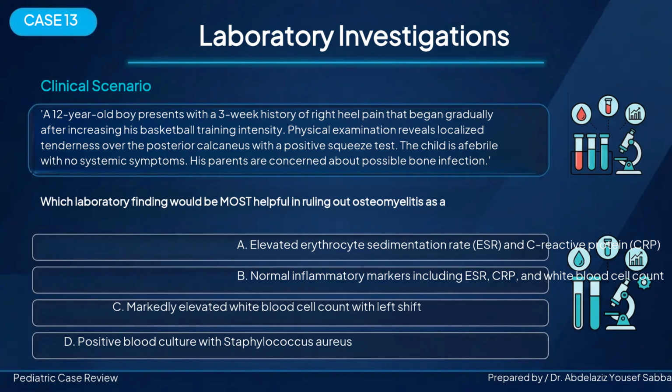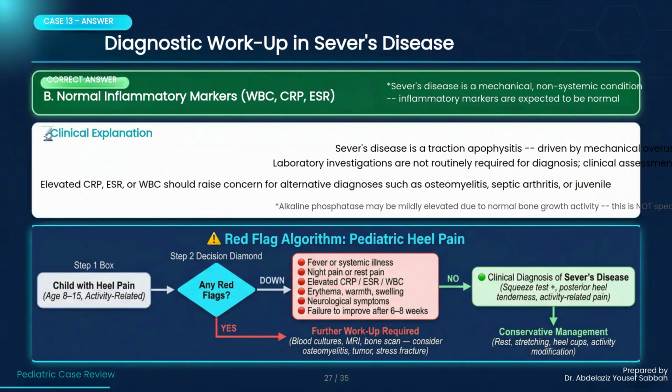Option A, elevated erythrocyte sedimentation rate and C-reactive protein. Option B, normal inflammatory markers including erythrocyte sedimentation rate, C-reactive protein, and white blood cell count. Option C, markedly elevated white blood cell count with left shift. Option D, positive blood culture with Staphylococcus aureus. The correct answer is option B, normal inflammatory markers including white blood cell count, C-reactive protein, and erythrocyte sedimentation rate.